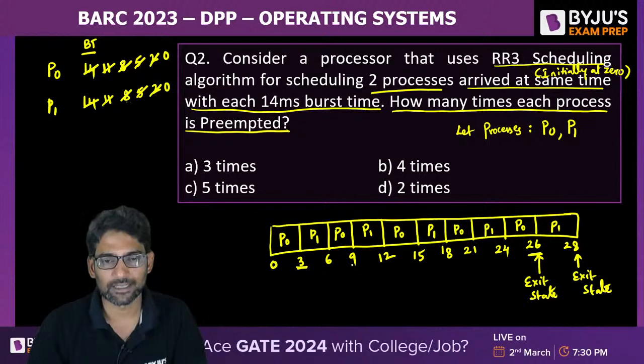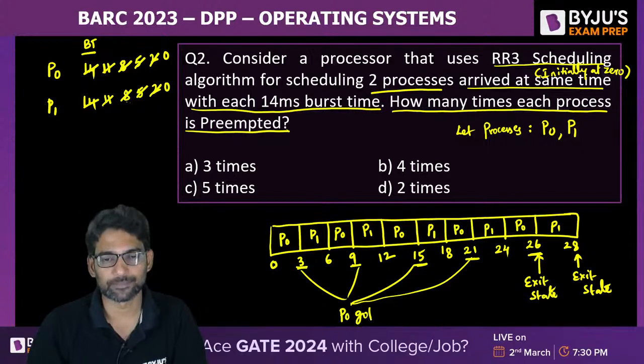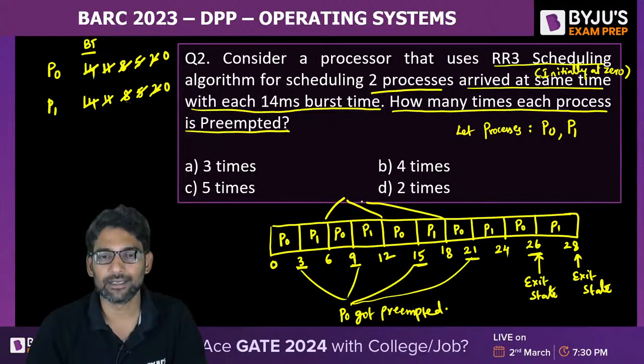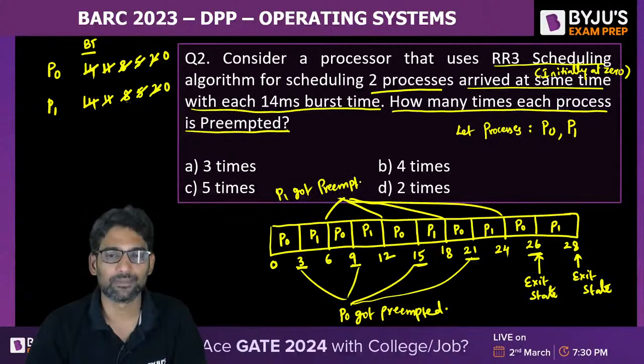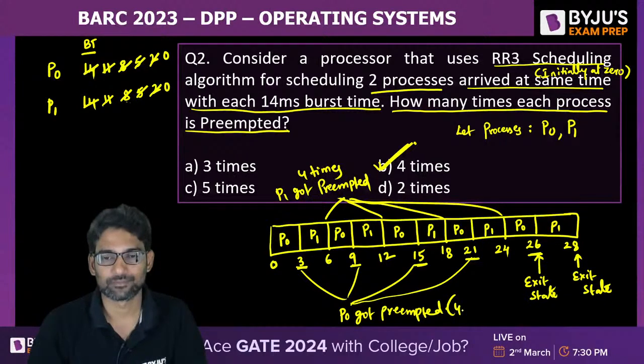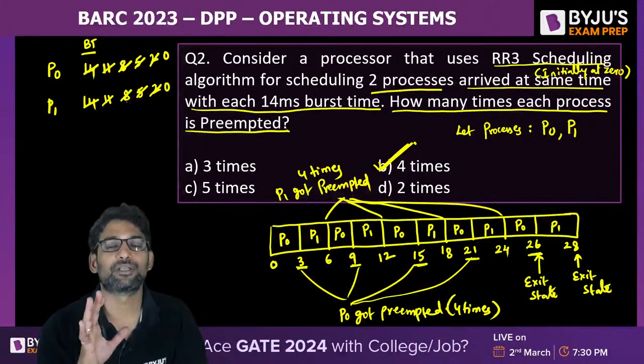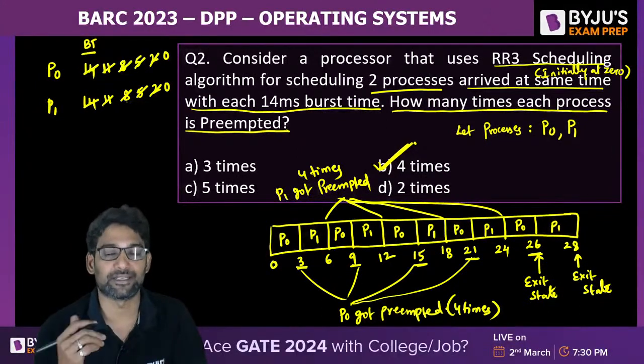At 3, at 9, at 15, at 21, P0 got preempted. And at 6, at 12, at 18, at 24, P1 got preempted. Preempted means going from running state to ready state. So how many times did each process get preempted? 4 times. Not 5 times. The fifth time, it is not preempted, it is terminated.